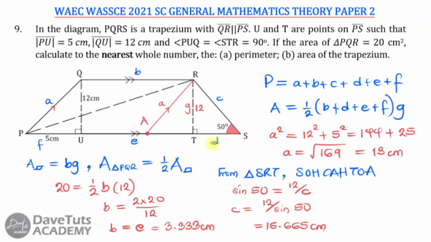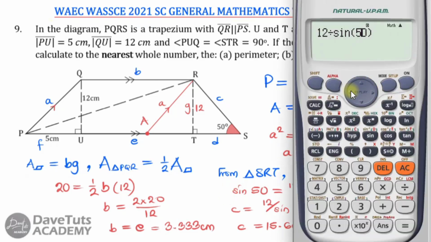So for d, it is adjacent. Then this 12 is opposite. That means I need to use tan, opposite over adjacent. So I can say again, tan 50 is the opposite, which is 12, over the adjacent, which is d. And then that will render d to be 12 over tan 50. Okay. And then that d will be, so this is c and this is d.